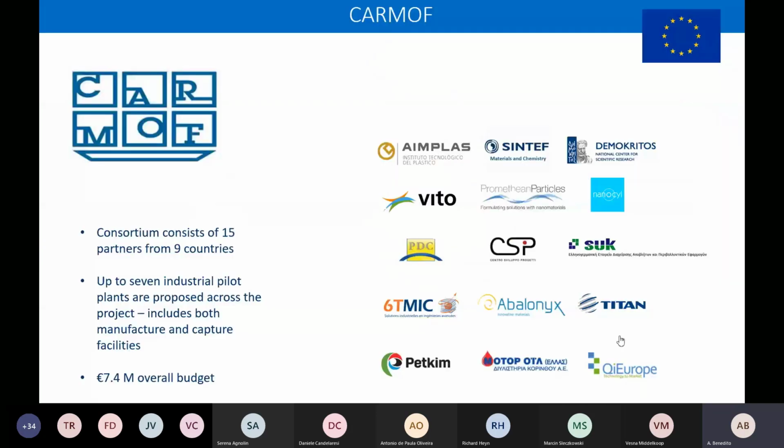The Carmos project is made up of a consortium of 15 partners from 9 different countries, and each of them has different tasks related to their own expertise, ranging from the production of nanomaterials. We have CO2 adsorption properties partners such as Avalon, Promethium, Nanoseal. Of course, optimization of the process with partners such as Implas, Sintef, Vito, 62MIC. The development of the membrane unit is led by Democritus and CSIC, and final end user companies where the pilot demonstration plants will be installed are Petchem, Titan, and Motor Oil, different industries, refineries, and cement plants.